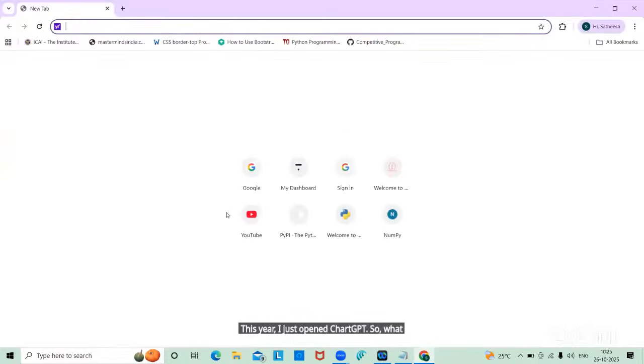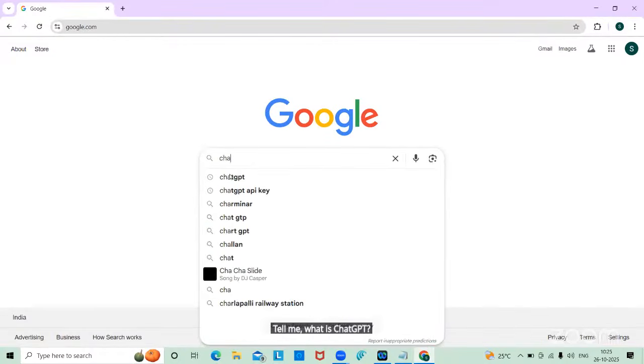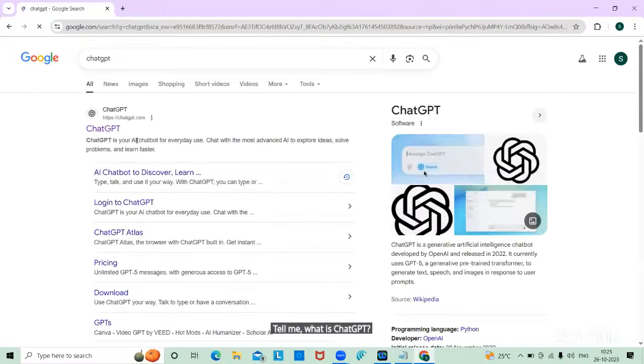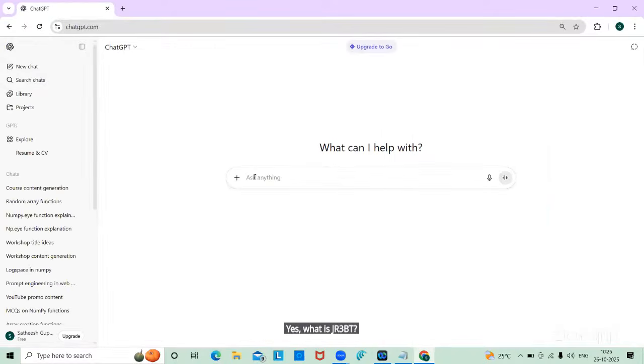So what is ChatGPT? Tell me, what is ChatGPT? ChatGPT is an AI. Is it a chatbot or not? Yes, an AI chatbot. It is a chatbot where you are chatting, where you are asking.